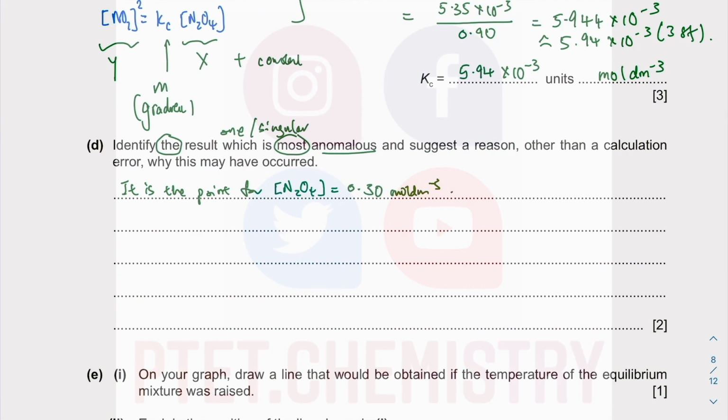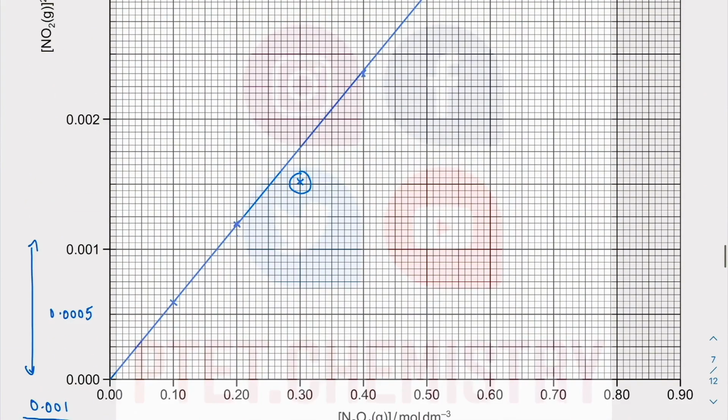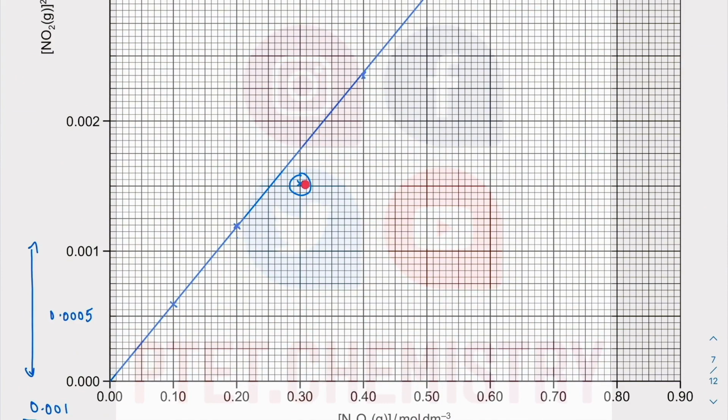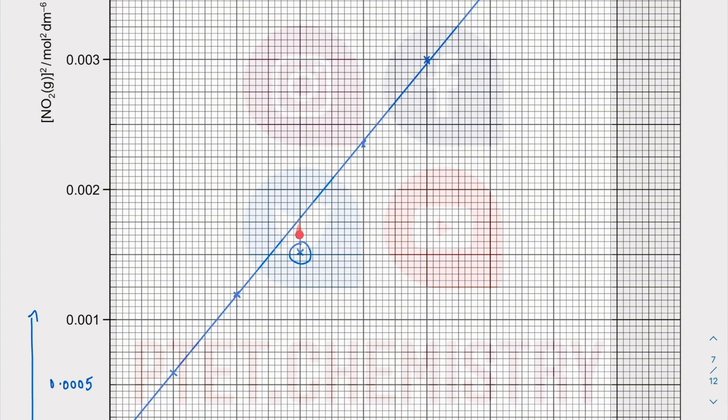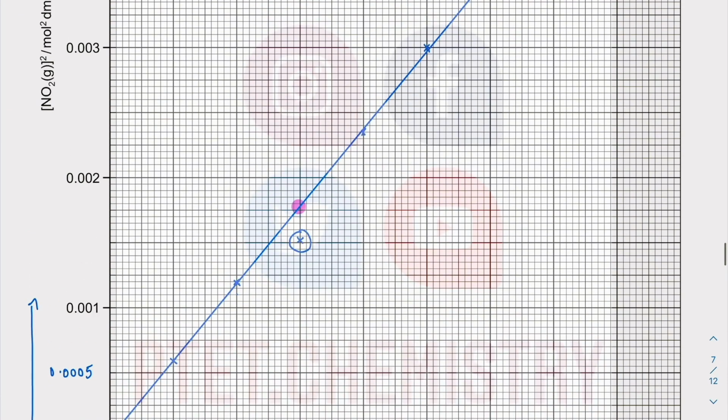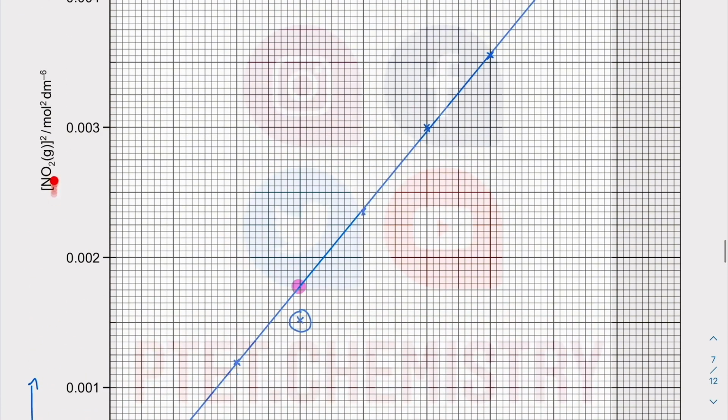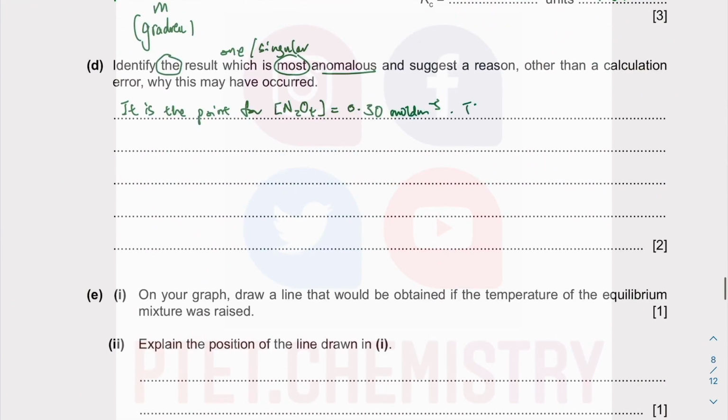Alright, so what can we say? Is the point above or below the line? It is lower, it's below the line, it's lower than expected. Okay, so what is lower? The y-axis is lower than expected. We expect it to be there. For that x-axis value, it should be there, but it is lower than expected, and that is your NO2 squared. The NO2 squared value is lower than expected. It's below the straight line plot, therefore lower than expected.